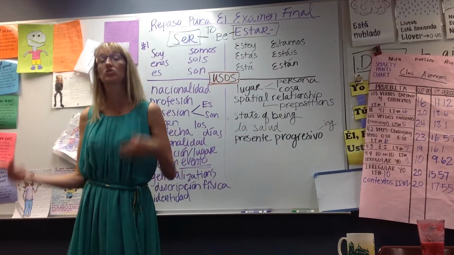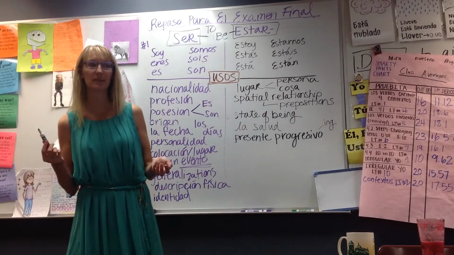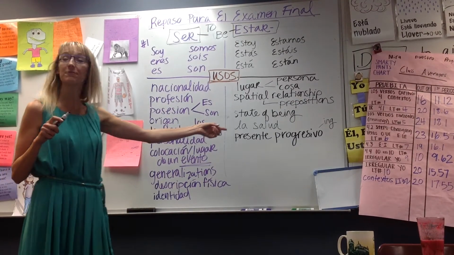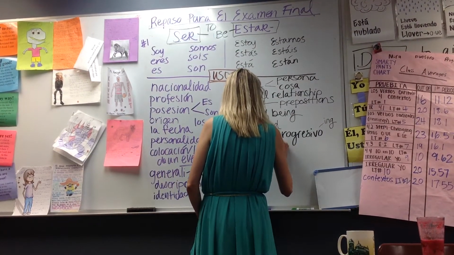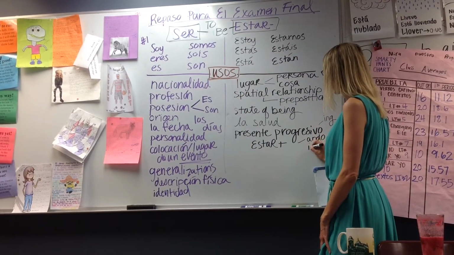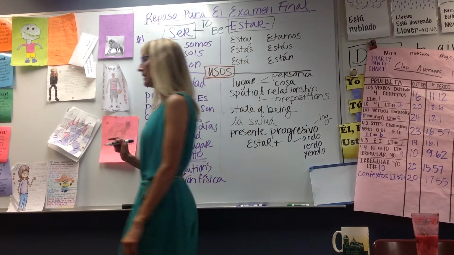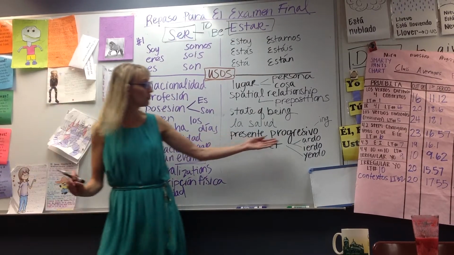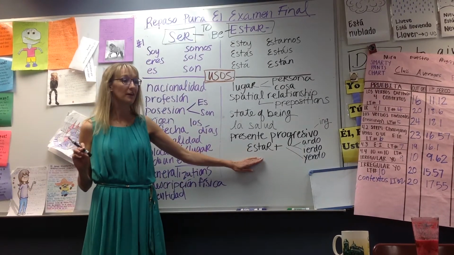I could tell you guys, yo estoy enseñando. What am I doing? Yo estoy enseñando. I am teaching right now in this moment. Okay? And the present progressive will always go with a form of the verb estar, plus a verb that ends in ando or yendo. So if you see in any of your packets something that has an ando or a yendo after the blank, you're going to write down a form of the verb estar. Okay?